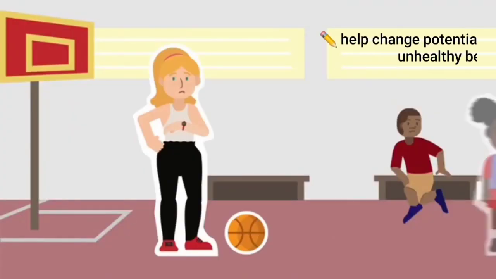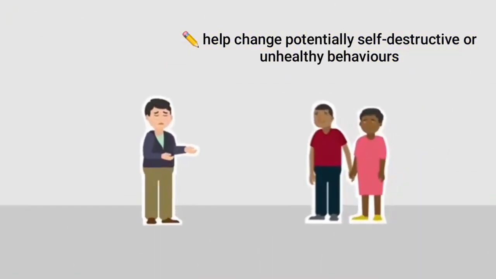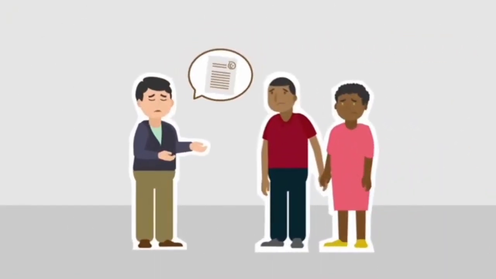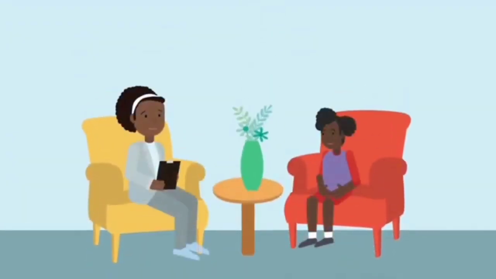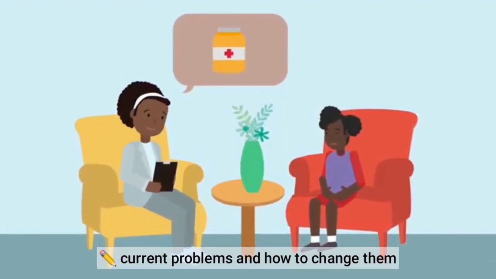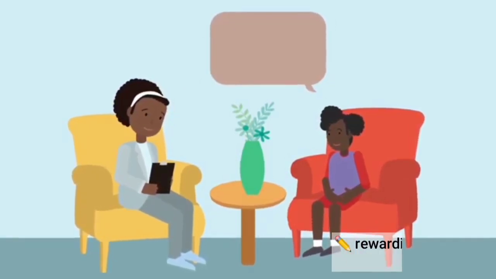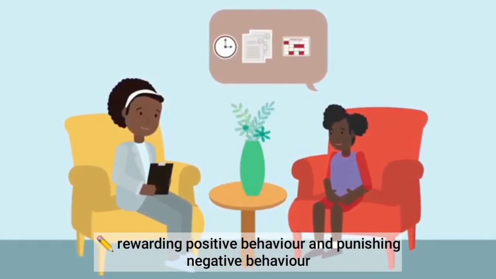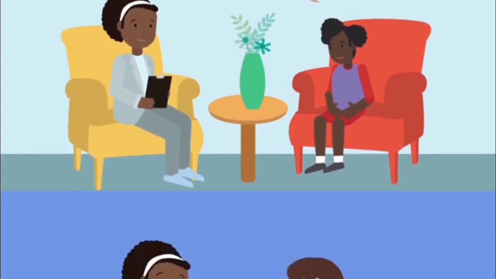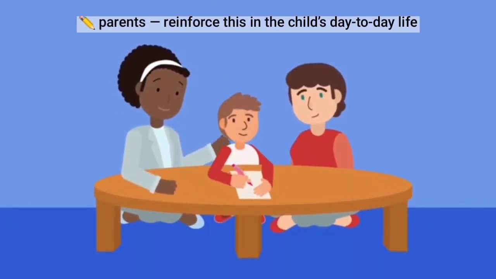Behavior therapy seeks to identify and help change potentially self-destructive or unhealthy behaviors. It functions on the idea that all behaviors are learned and that unhealthy behaviors can be changed. The focus of treatment is often on current problems and how to change them. A central part of this therapy is rewarding positive behavior and punishing negative behavior. Parents must help to reinforce this in the child's day-to-day life.